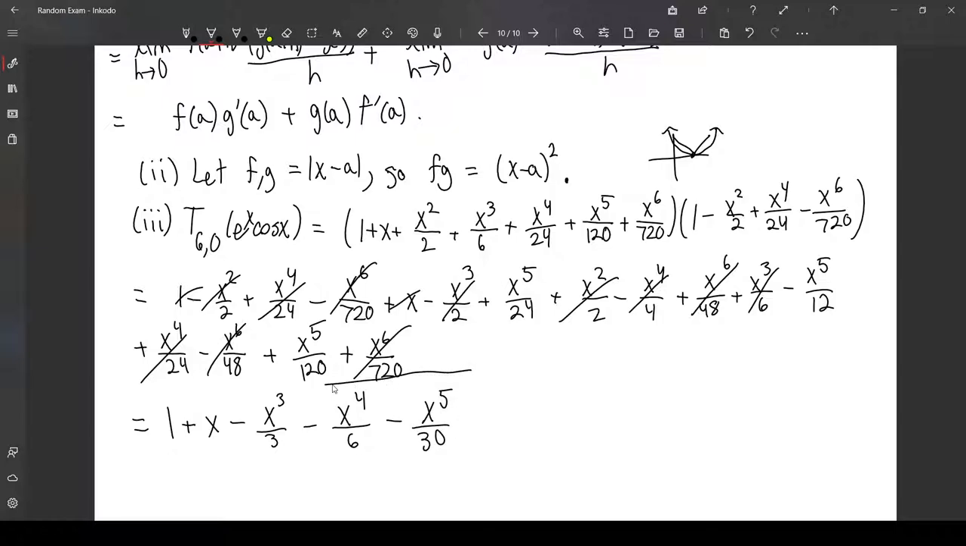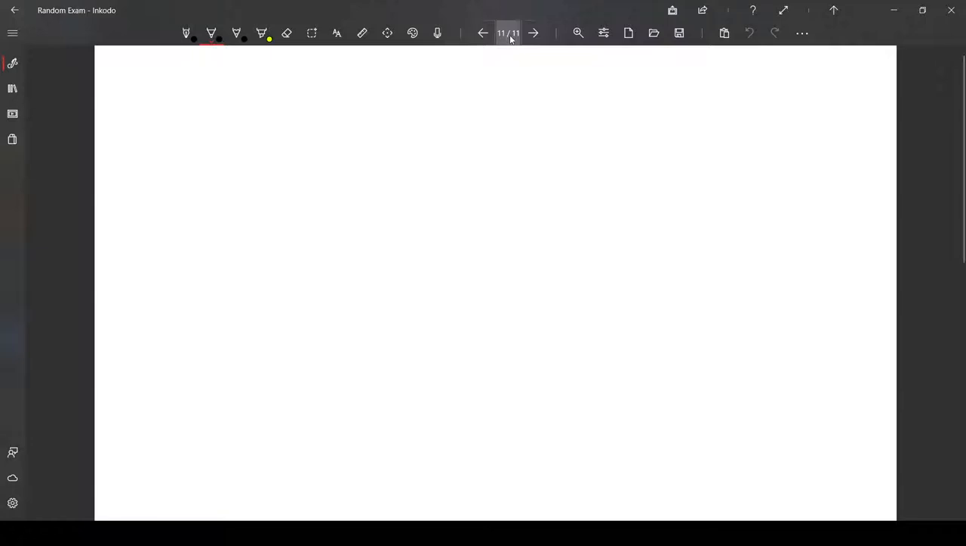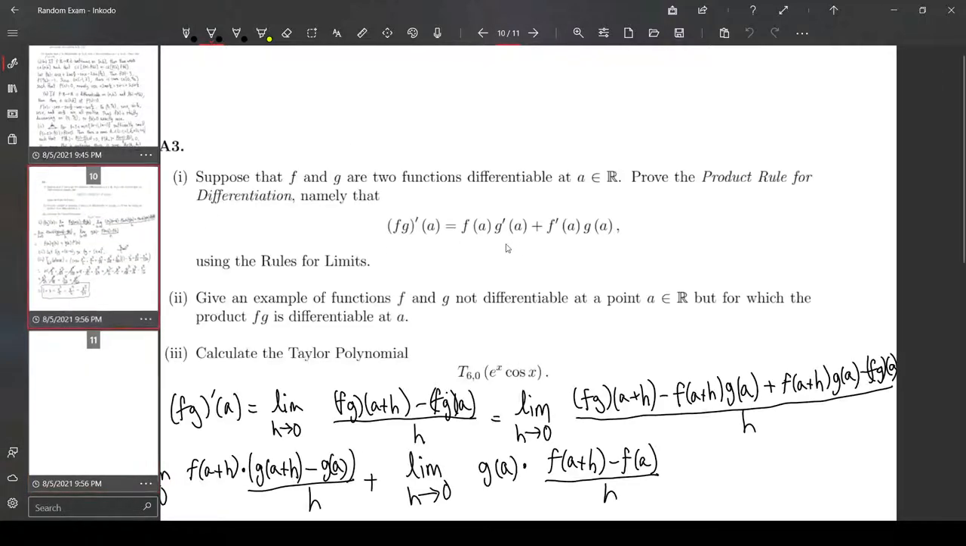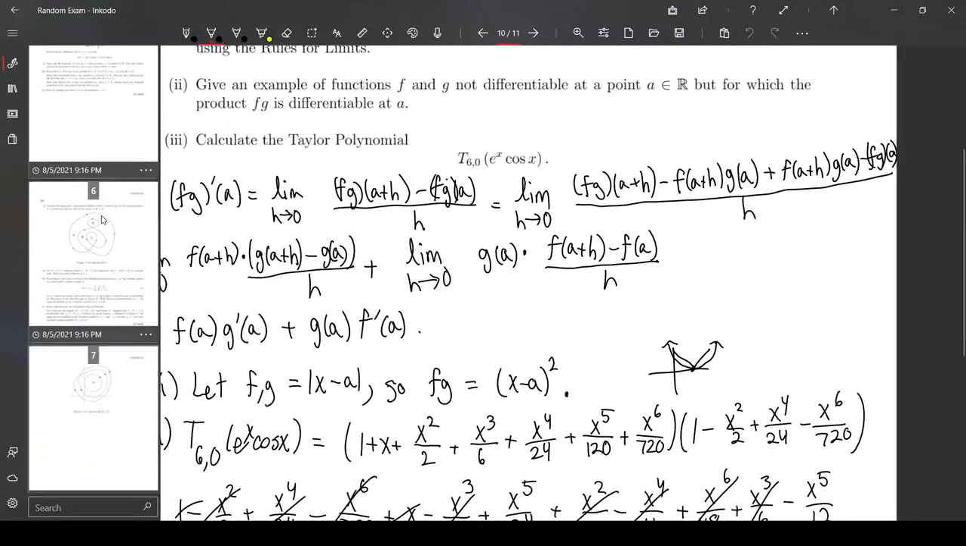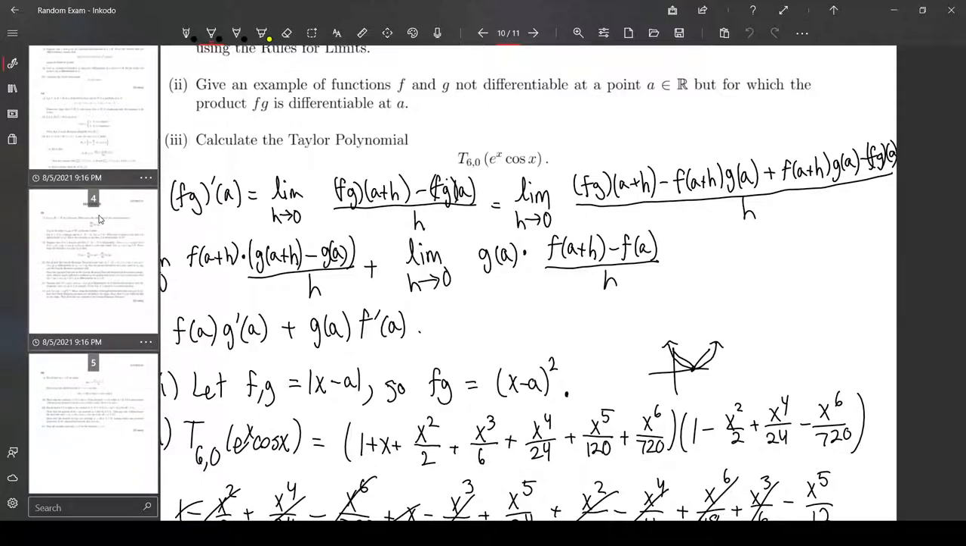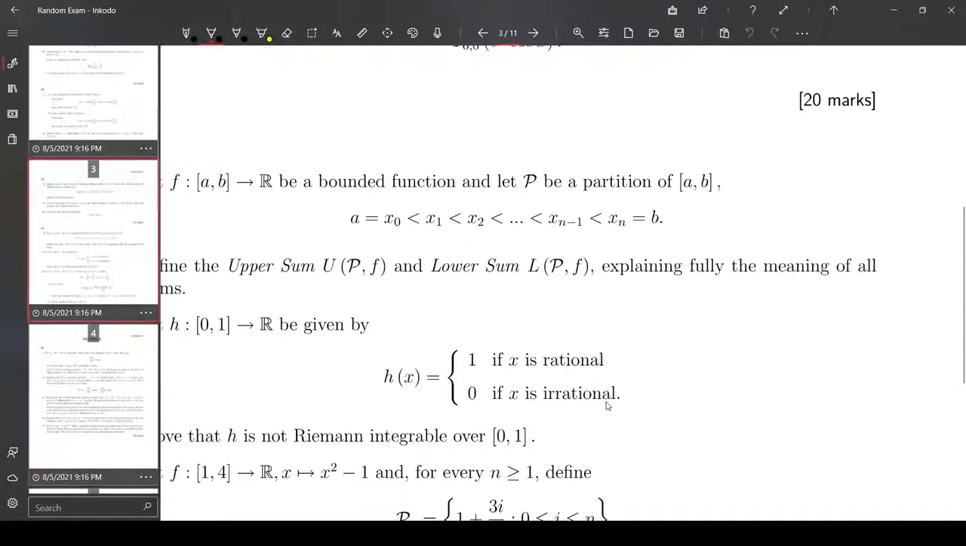So I believe that is the correct answer. If it's not, oh well. No, I don't even feel like checking it with a little sample calculation. So was that it for this problem? Yeah, that was it. Okay. So far so good. About 30 minutes in.